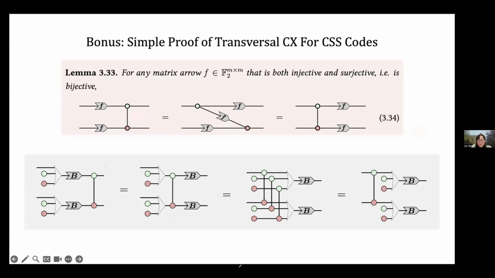So you can copy matrix arrows that are invertible through green spiders, and you can match matrix arrows of the same matrix for X spiders.